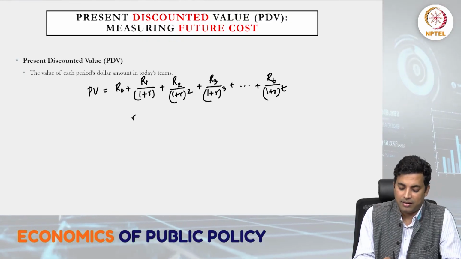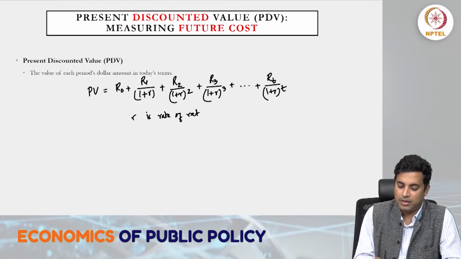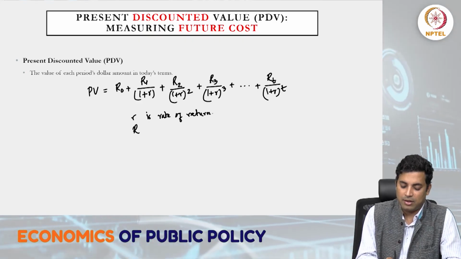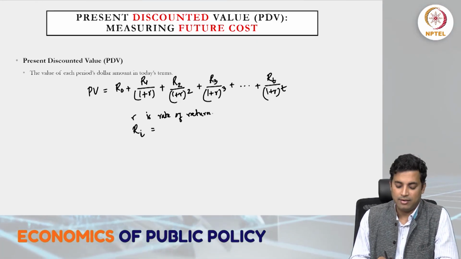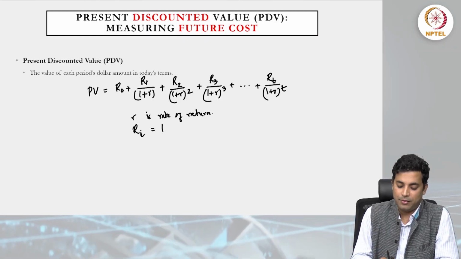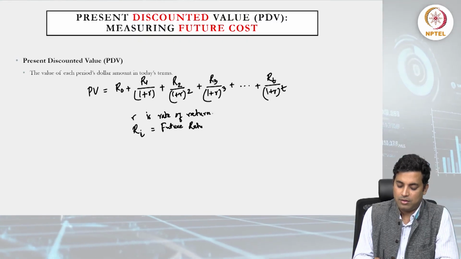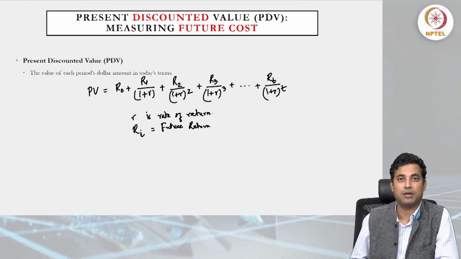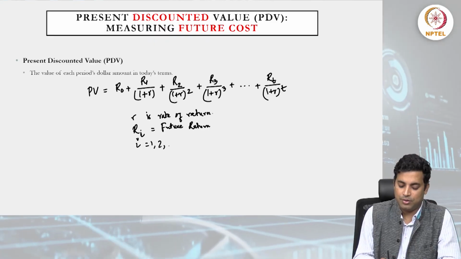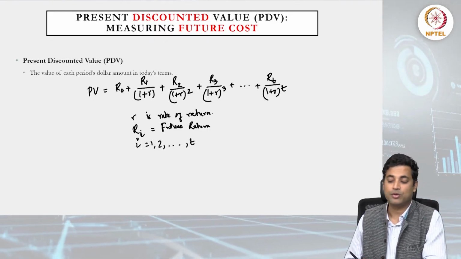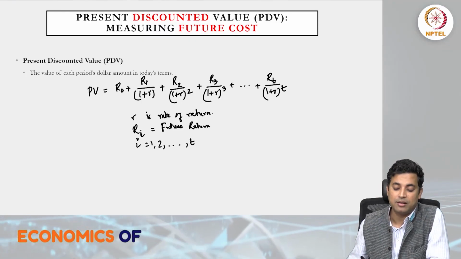So certainly R is the rate of return, and capital RI, for instance, is the future return that we are expecting from the present investment, and of course I equals 1, 2, up to T. So this is how we calculate the present discounted value.